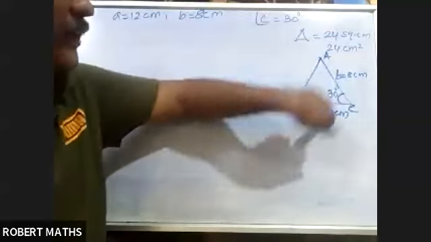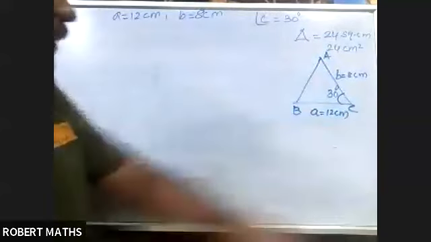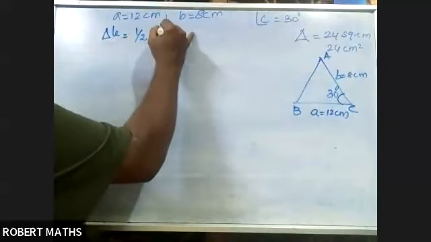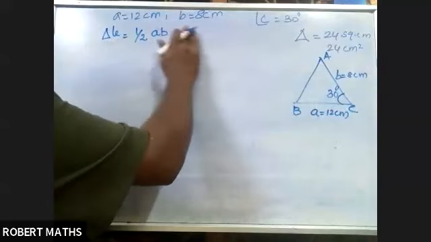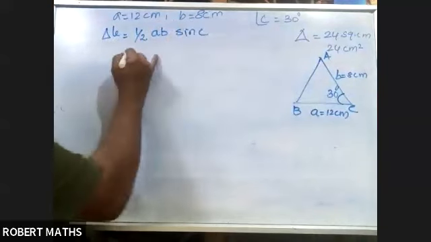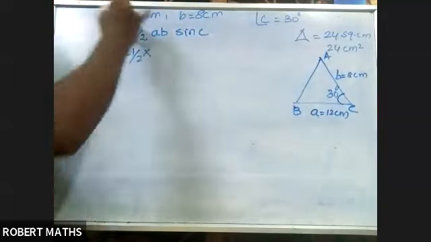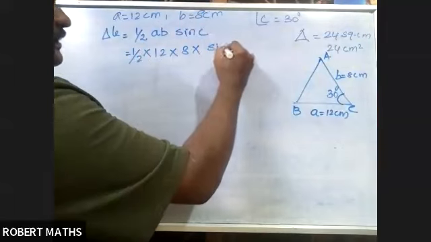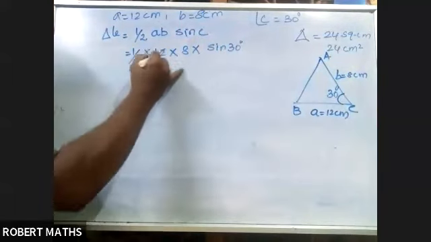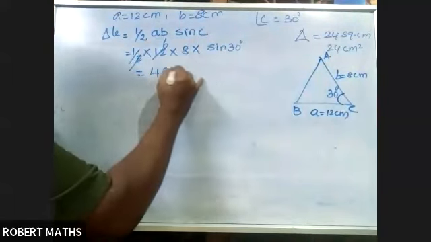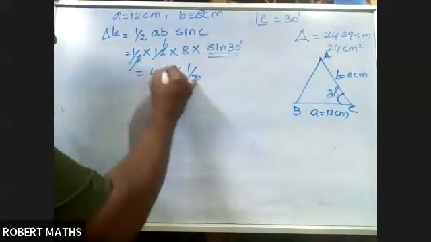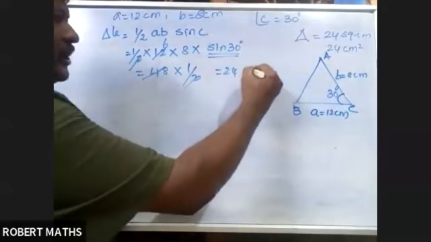The formula is 1/2 AB sin C. Therefore, the area of the triangle is equal to 1 by 2 AB sin C. Now substitute: 1 by 2 into A value 12, into B value 8, sin 30 degree. 2 goes 6 times, which is 48 sin 30. What is the value of sin 30? Very good, it is 1 by 2. Therefore, the answer is 24 centimeter square.